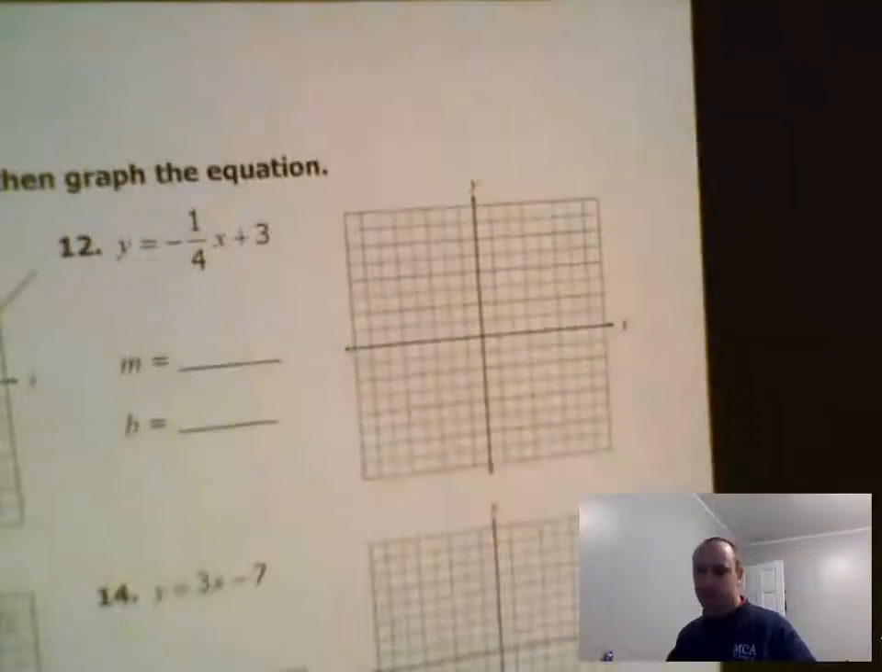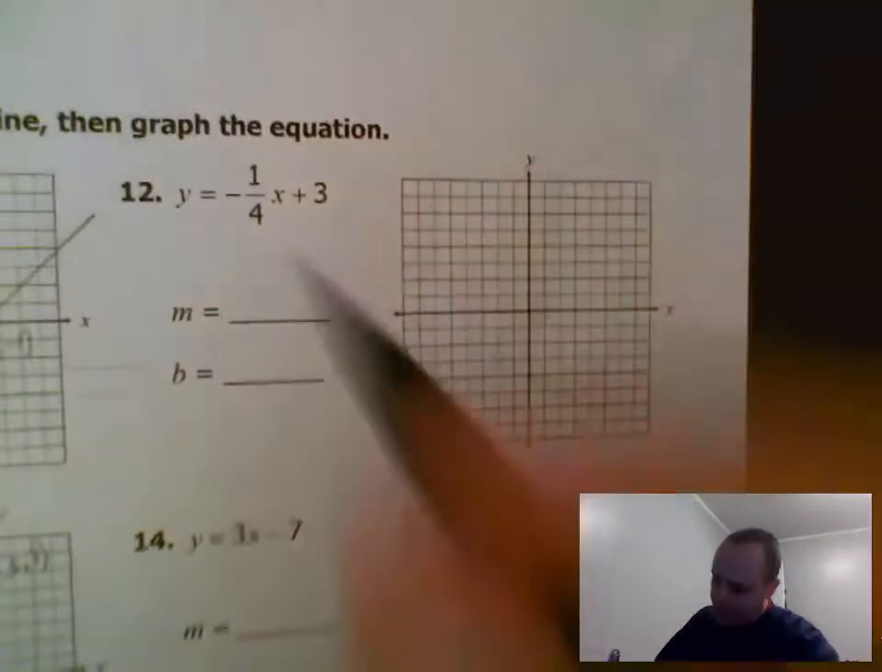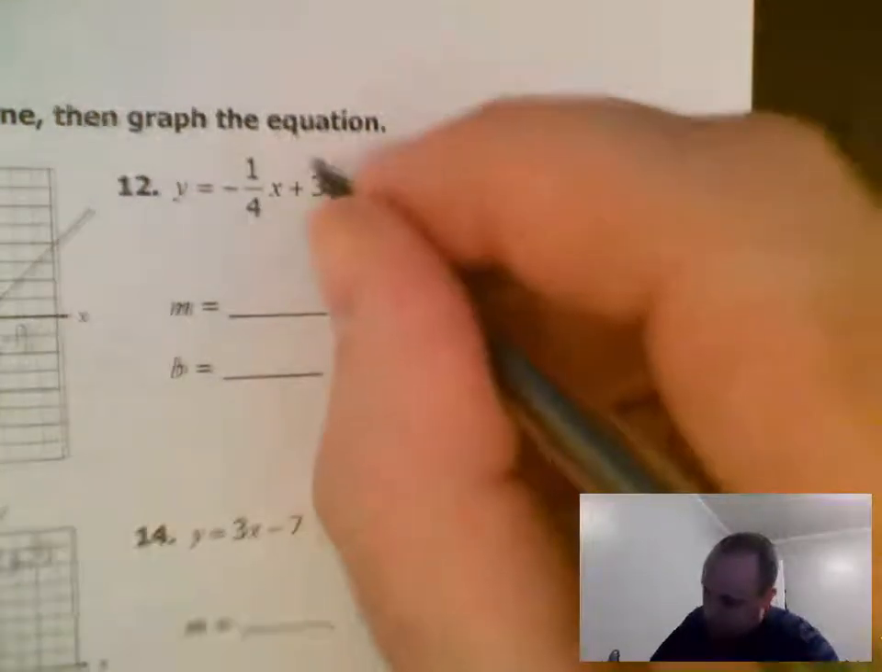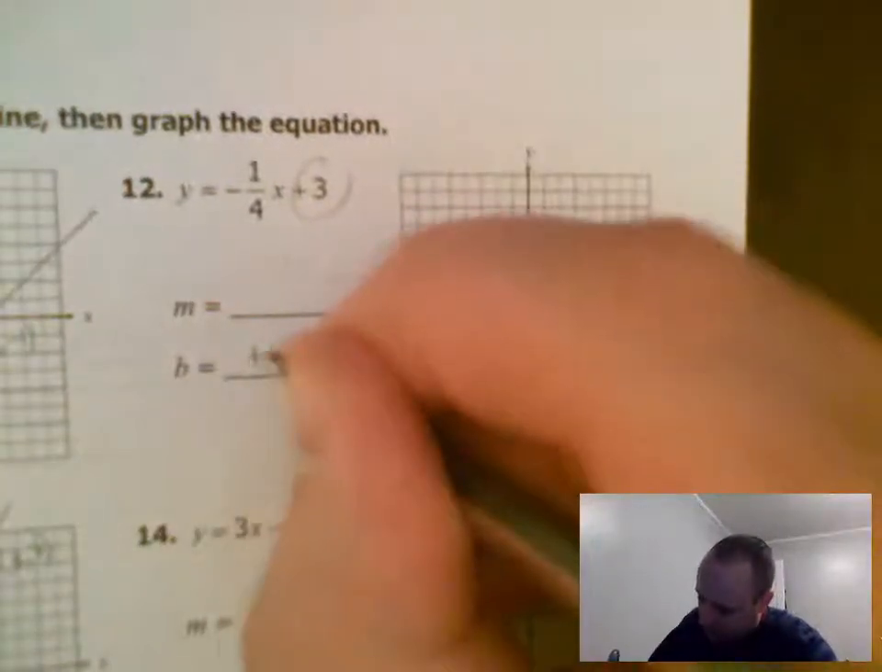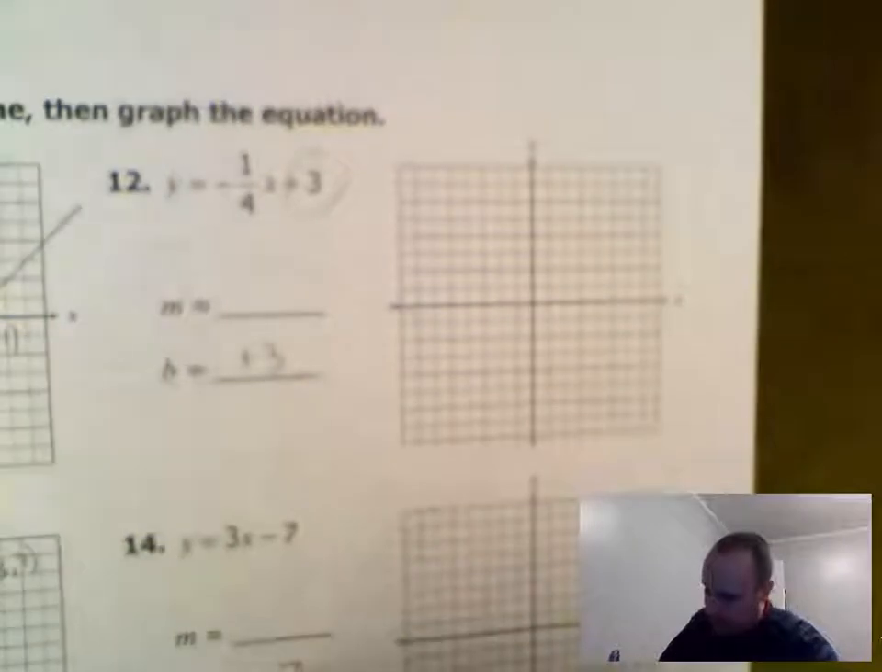All right, on the back, number 12. All right, find the slope and y-intercept. I'm going to try to do these quickly. Okay, y-intercept is plus 3. Right? This one's minus 7.